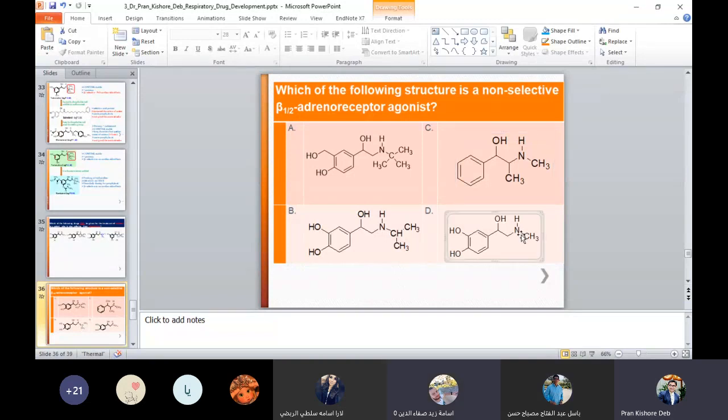In structure D also it is methyl. That means it can still bind to beta 1 and beta 2 because it's methyl. Structure B is isopropyl. Isopropyl means it can still bind to beta 1 and beta 2. So please don't misread the question when you go for the exam. I will play around with the structures.